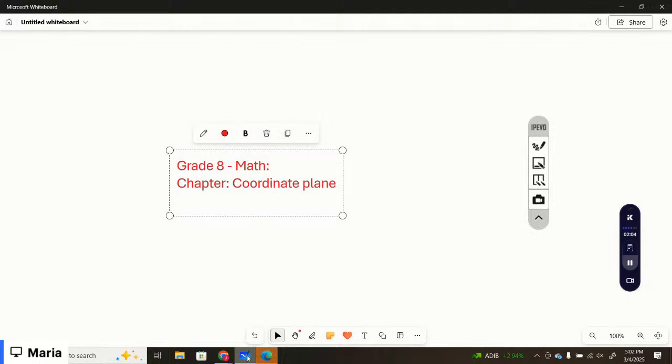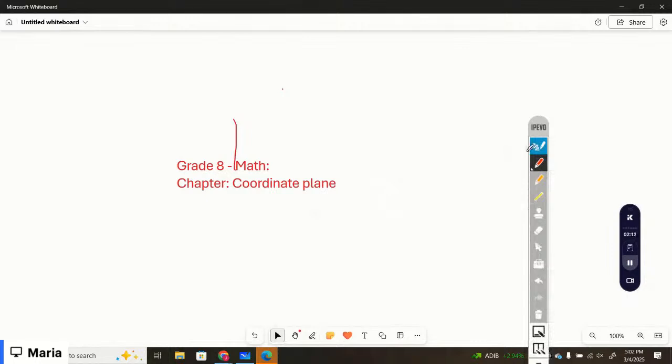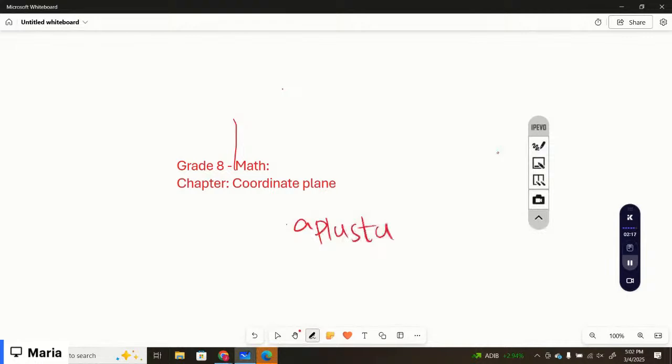You can find all the lessons on eplustudents.com. You have to log in there using your email address and password as provided by the administrator. Then you have to select math from the subject tab. Scroll down to grade 8 math and then click on view all lessons. There you can find a list of the chapters. We're going to start with the chapter coordinate plane.